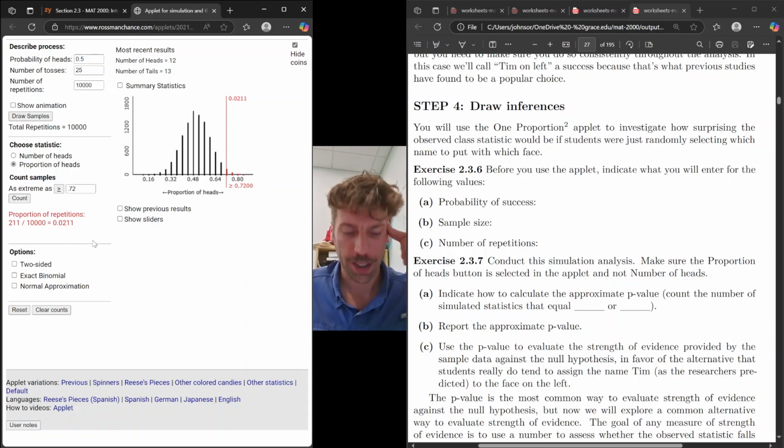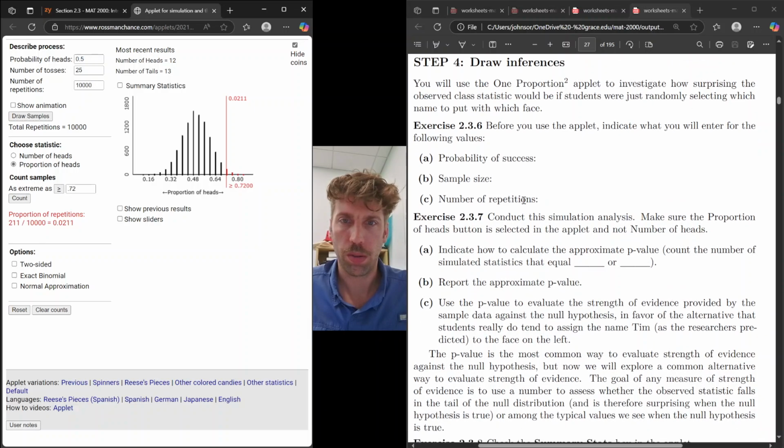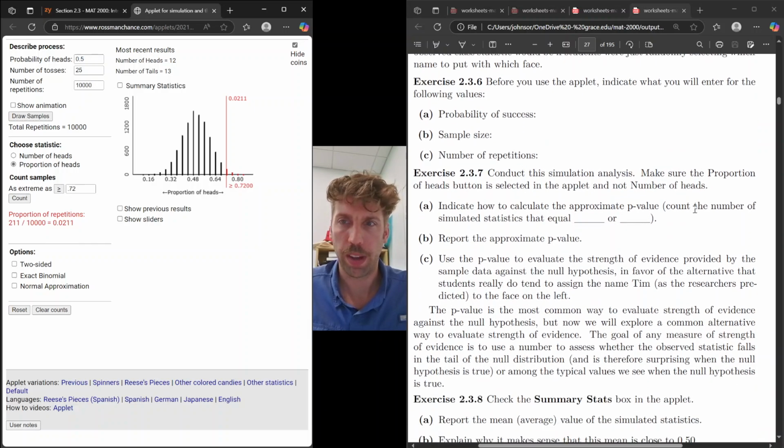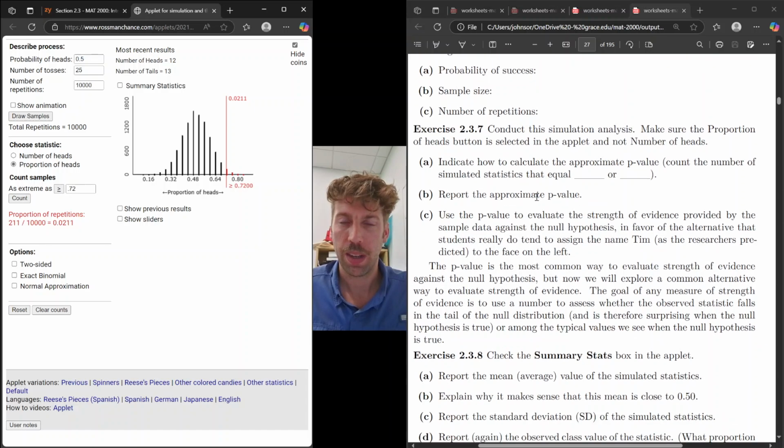All right, so where are we at now? I lost track. We're at number 7: indicate how to calculate the approximate p-value. Count the number of simulated statistics that are equal to, for me, 0.72 or higher. For you, it's going to be a different number. Report the approximate p-value. So my p-value is this number right here.